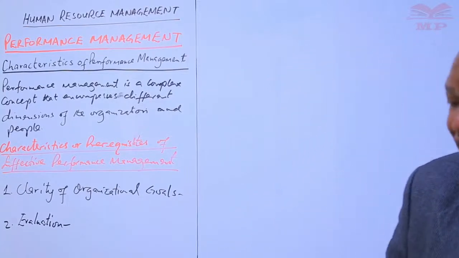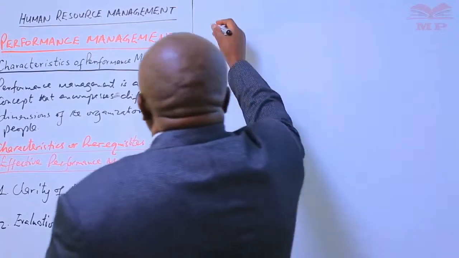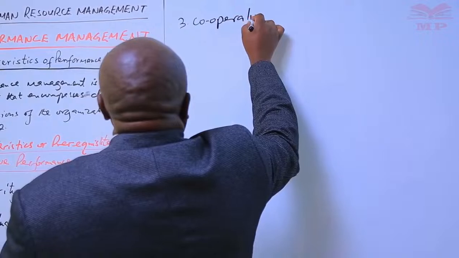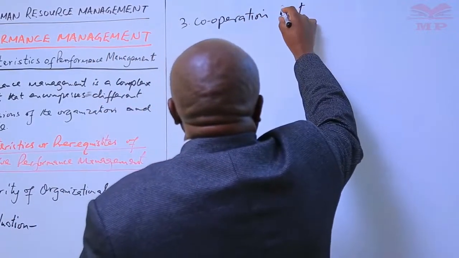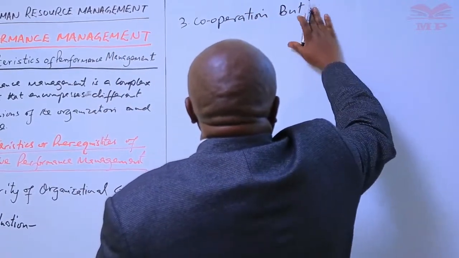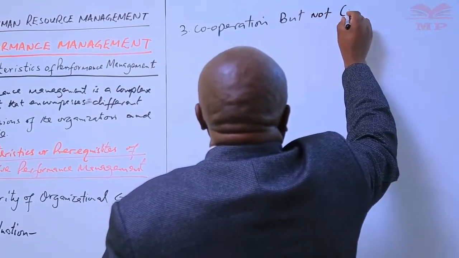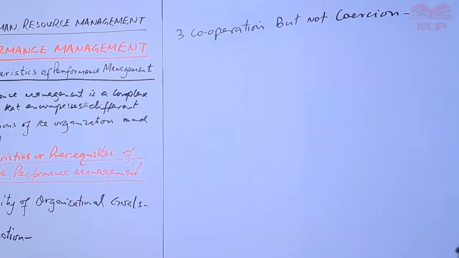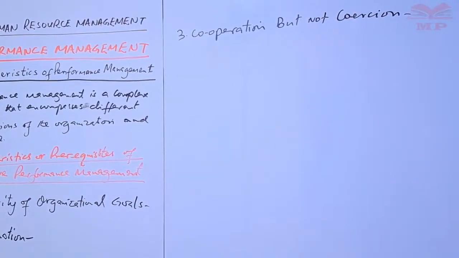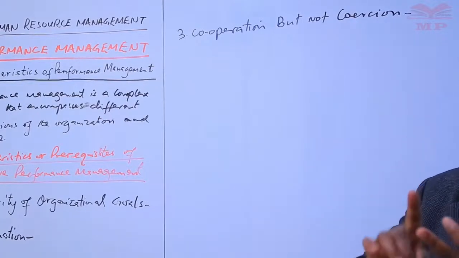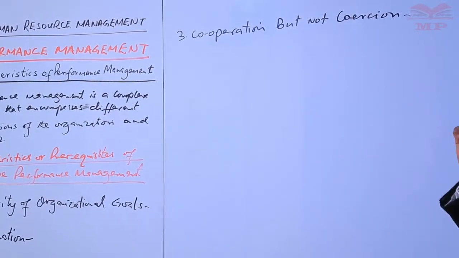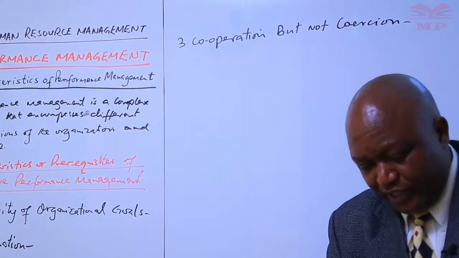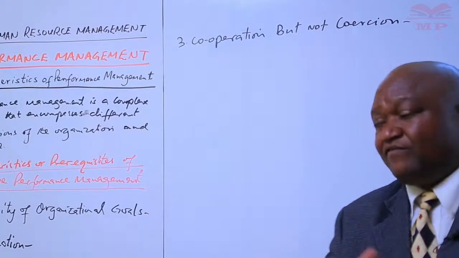Then thirdly, cooperation but not coercion. So what we mean here is that performance management as a process is realized with the input of employees and supervisors. So supervisors should be able to seek cooperation from employees and not coercion, so that there is a win-win consensus situation. Then self-managed teams.